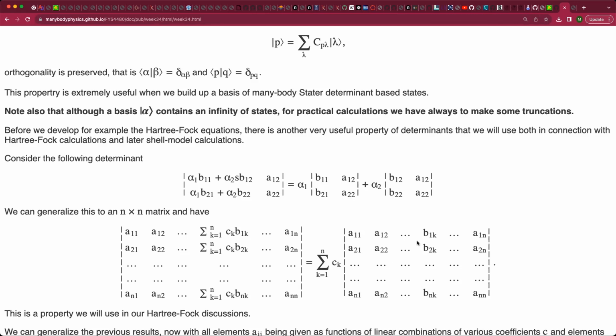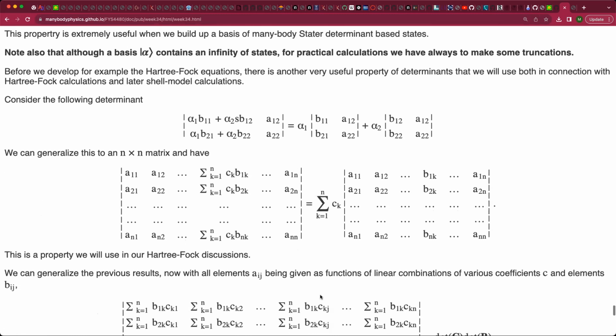So you could think of these A's and B's here. Every column represents a vector, which is orthogonal to all the other ones. Then I transform one of them by a relation like this. And that means that there are some coefficients multiplied with the original basis states. Okay, does that make sense? So this is a relation which applies to the Slater determinant.